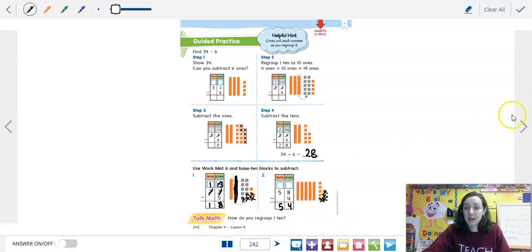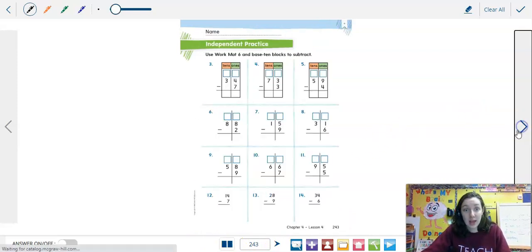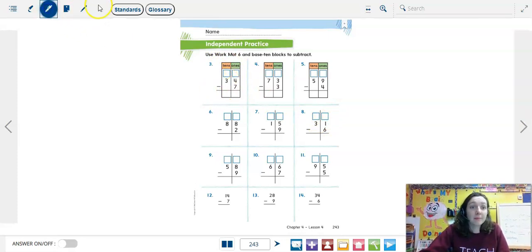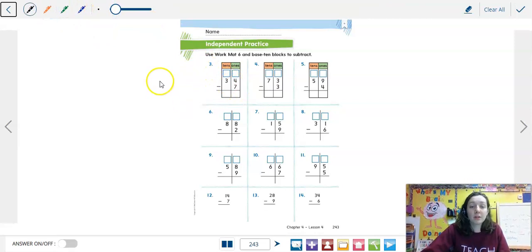Let's try a few more of these because I think once you get the hang of it, you'll be fine, but it is something that can be a little trickier. Okay? All right, so for this one, we have 34 minus 7. Okay, I'm just going to draw on the margins here to show this. But like I said, you can use your work mat in the back of your book or your whiteboard if you feel like you need the pictures.